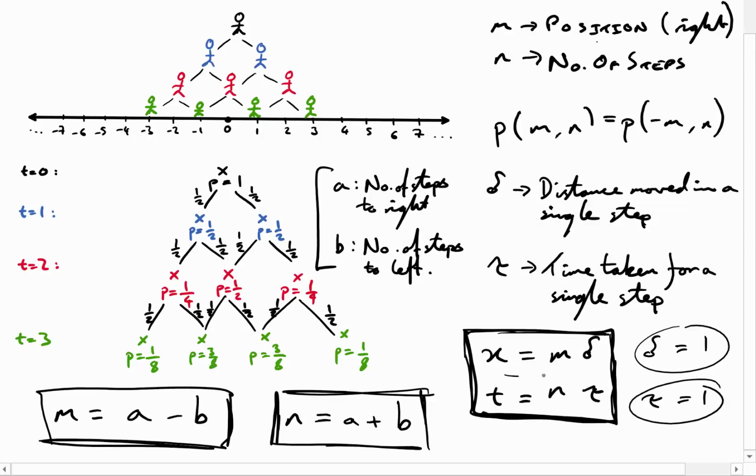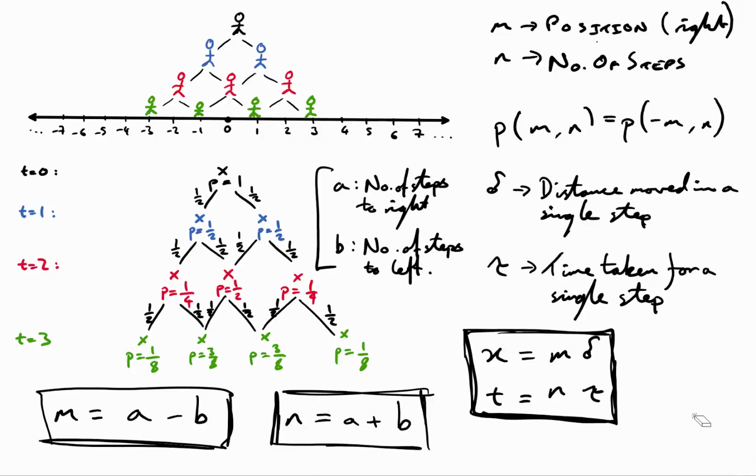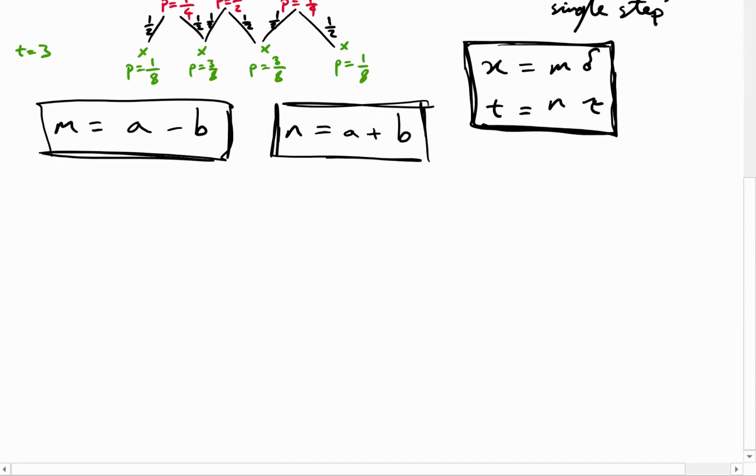So I can say that x is equal to m, because I've just taken these two things as 1. So x equals m and t equals n. Basically they're the same thing in this example. But if I now introduce different distances or different times in between each step, then I can easily do that. Okay, now what I want to do is rearrange these two things.